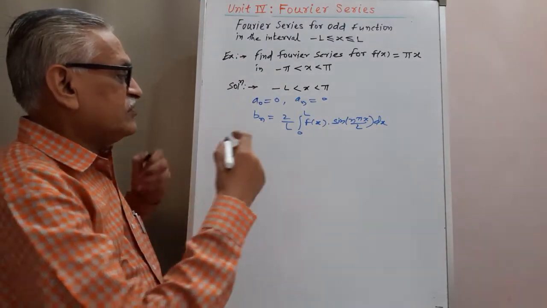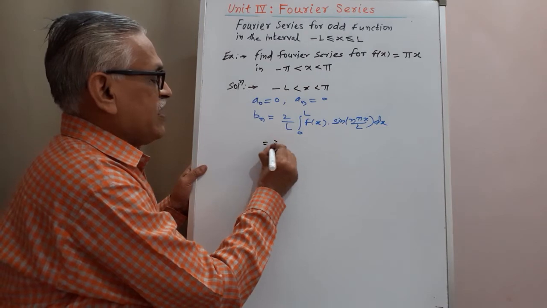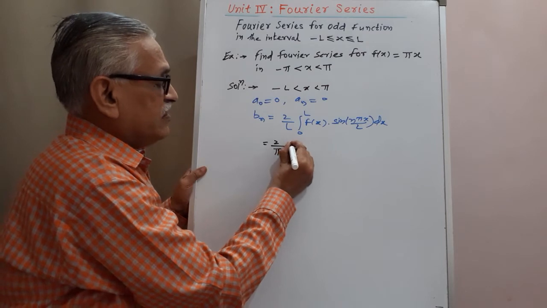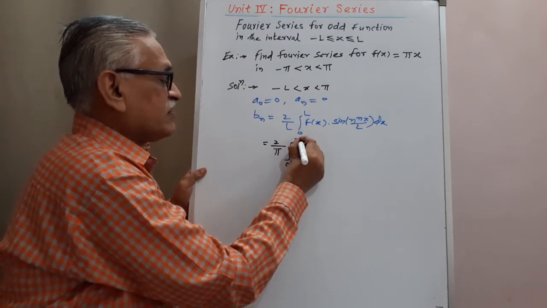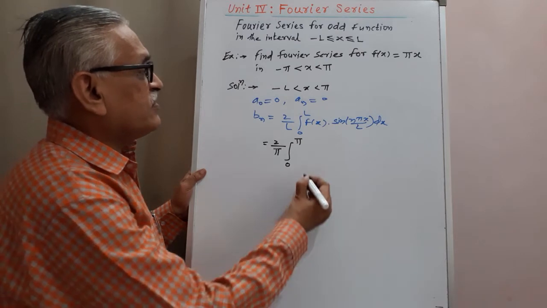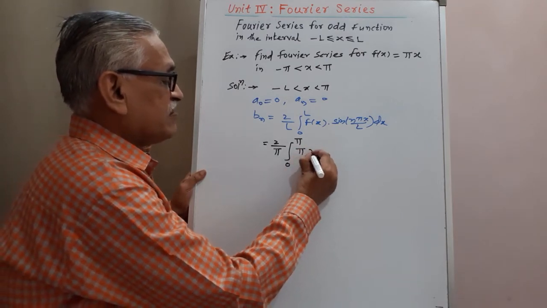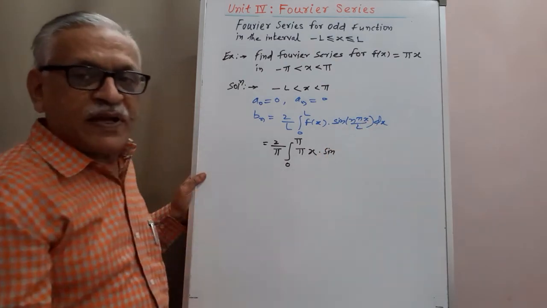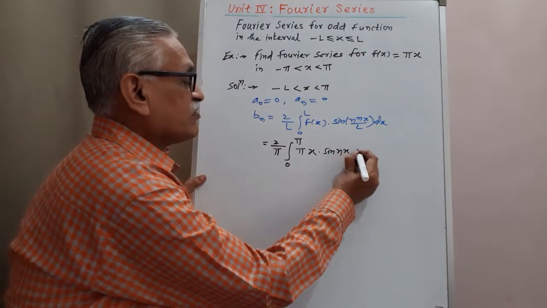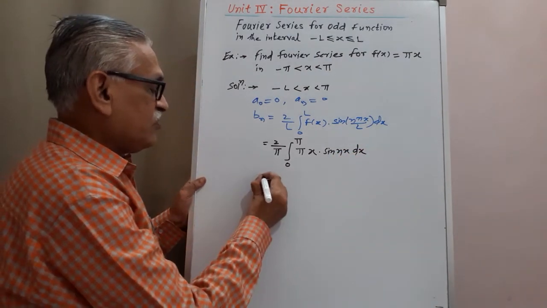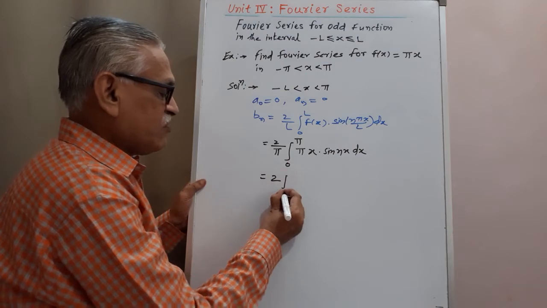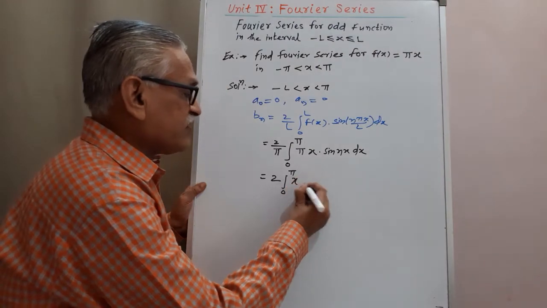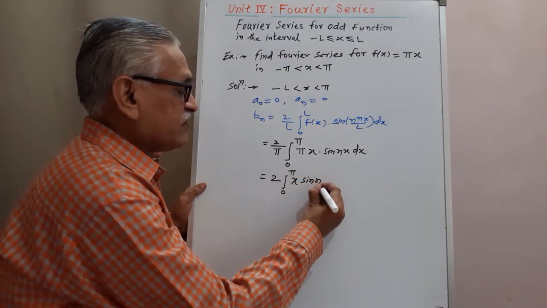Therefore, it is 2 by L, where the value of L is pi, integration from 0 to pi, f of x is pi x multiplied by sine of n pi x by pi. The pi cancels, and we get sine of nx. So it is 2 times the integration from 0 to pi, where this pi and that pi get cancelled, and the remaining terms are x sine of nx.